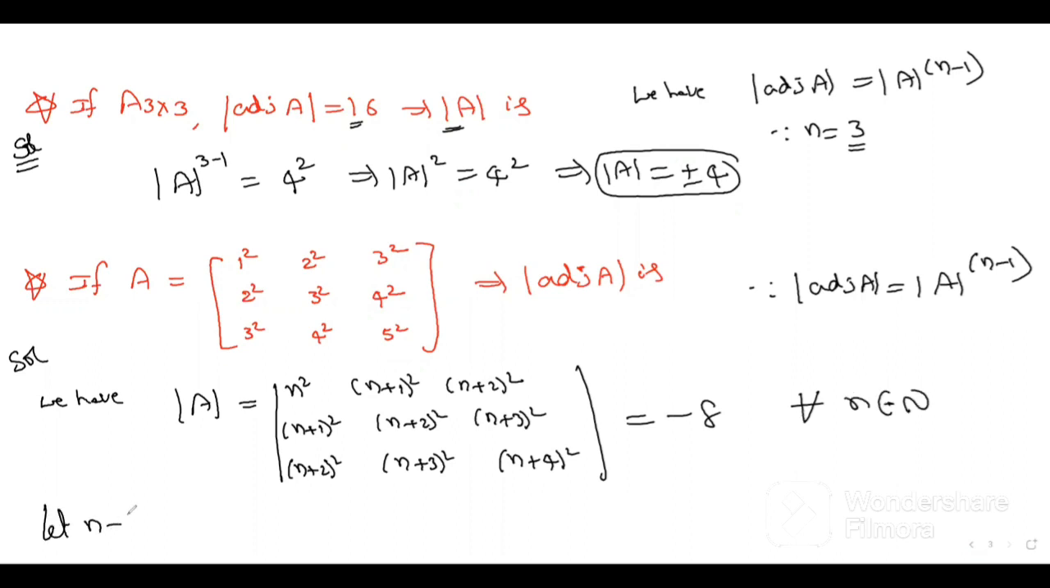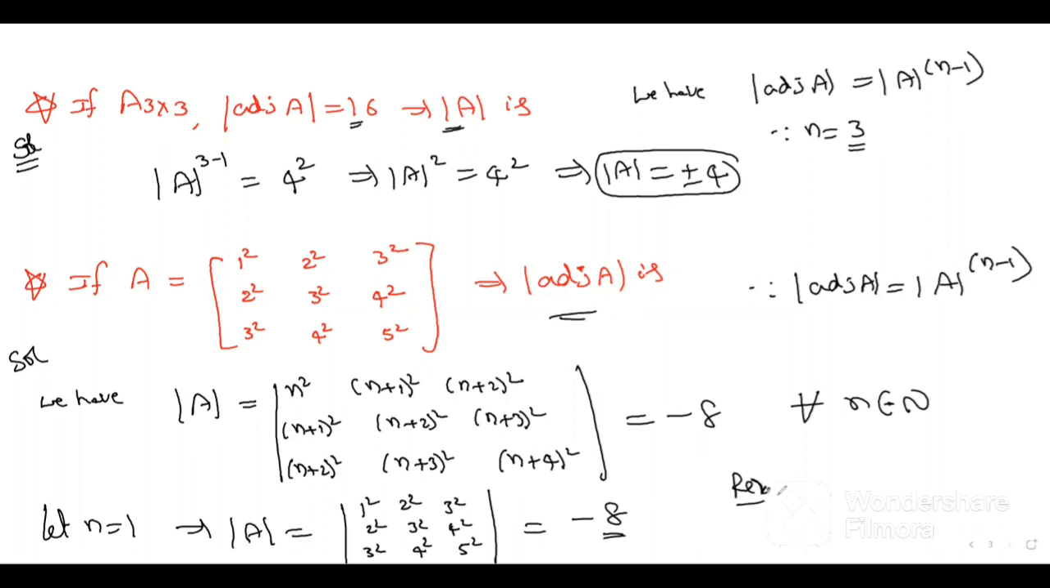Let us take n is equal to 1. What we get? Det of A, substituting n plus 1: 1 square, 1 plus 1 is 2, 2 square, 3 square; 2 square, 3 square, 4 square; 3 square, 4 square, 5 square. What we get here? This is also minus 8. Okay, what is required here? Required is det of adjoint of A. So det of adjoint of A, we have det A power n minus 1. Det A value is minus 8, power n minus 1 means 3 minus 1, which is nothing but 2. So minus 8 whole square, how much value? 64 is the answer.